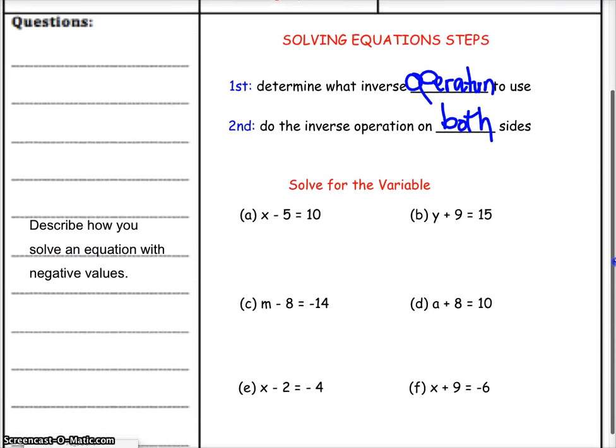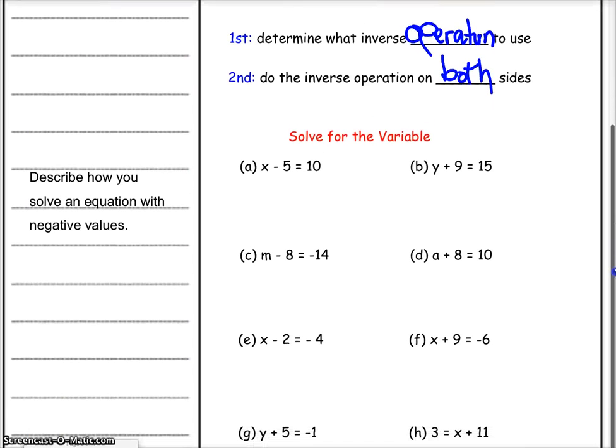Okay, so first example, x minus 5 equals 10. My operation is minus 5. How do I get rid of minus 5? Plus 5. The inverse of minus is plus 5. In order to maintain that equality statement, I have to do it to both sides.